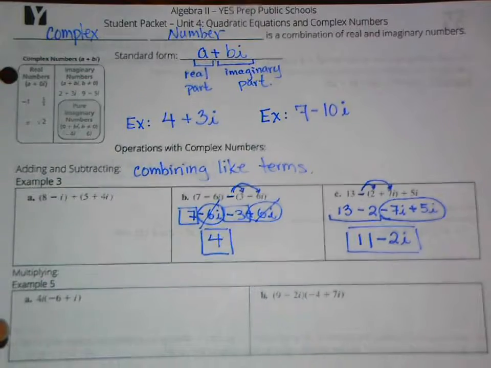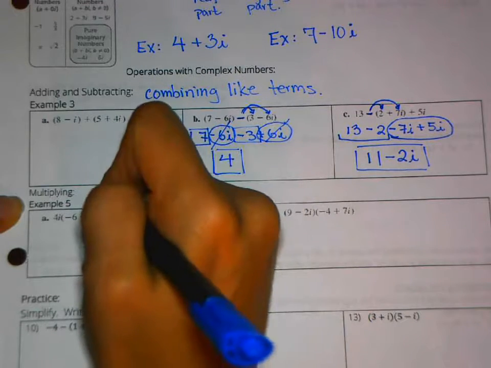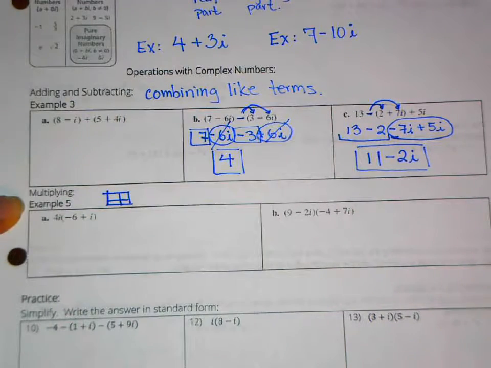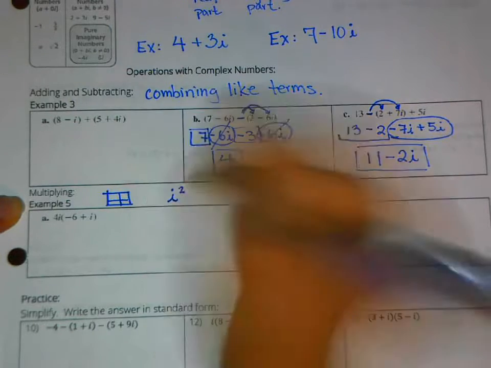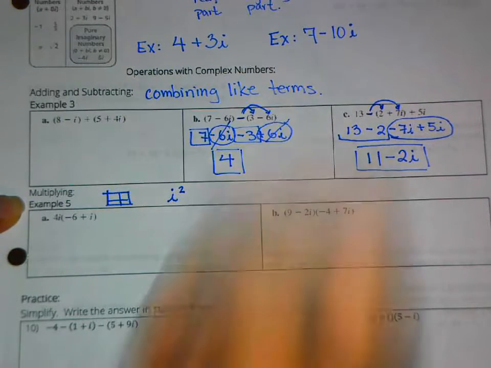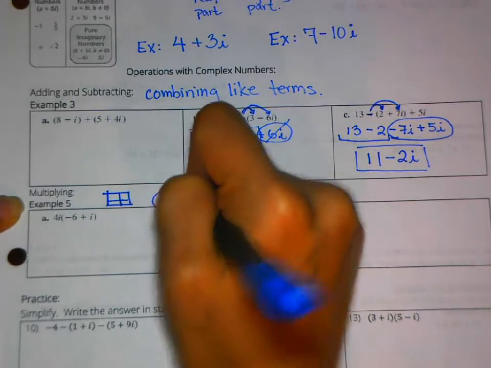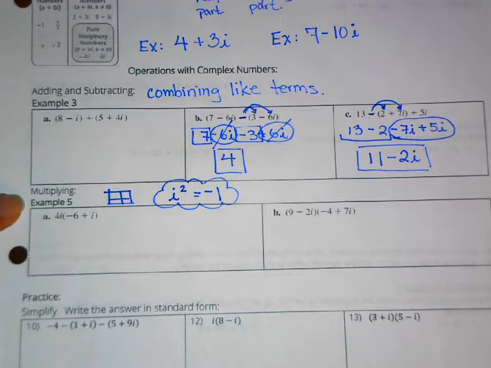Okay, let's talk about multiplying. When we multiply, we're pretty much doing the box, or you can distribute. Right? Just like way earlier at the very beginning of this unit. There's one thing we need to know. When we multiply, we will get into i squared. From before, we remember that i squared is equal to negative 1. We're going to need to use this little piece of information to help us with our multiplication.